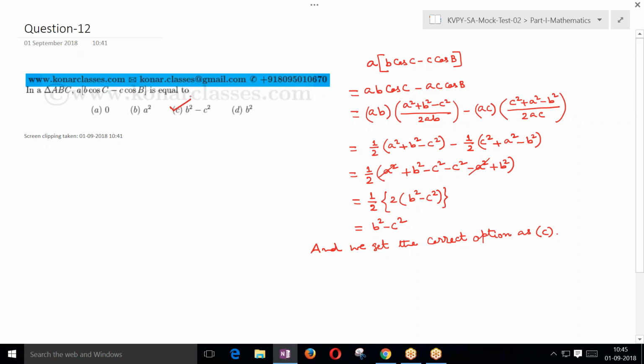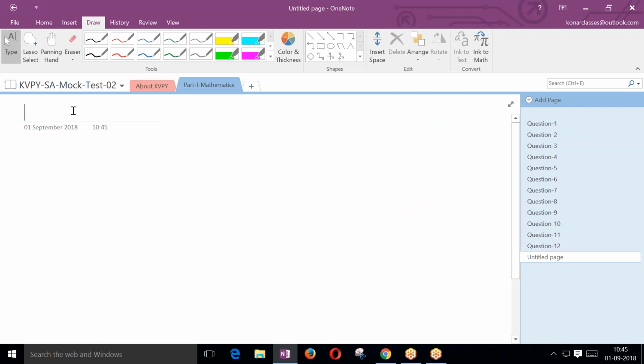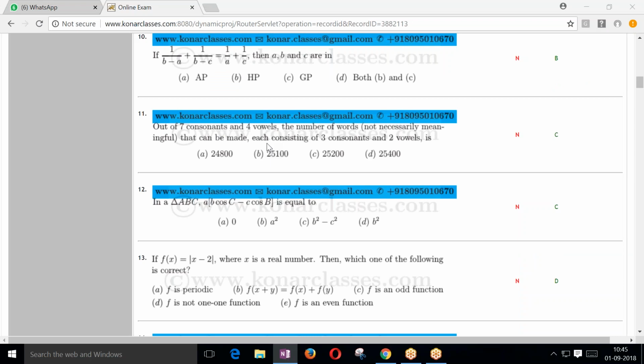Any doubt, please do let me know. There is a chapter called Properties of Triangles. In Properties of Triangles, there are several formulas related to the three sides and three angles. One such formula is called the cosine rule, that I have applied here. If everything is clear, then you can proceed to the next question, that is, question number 13.